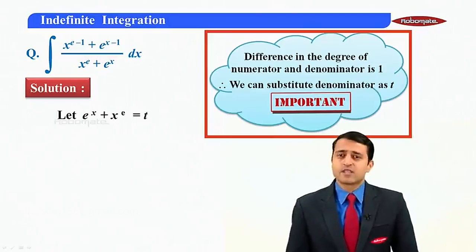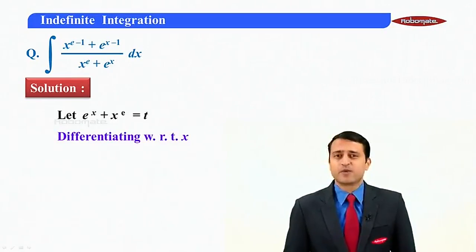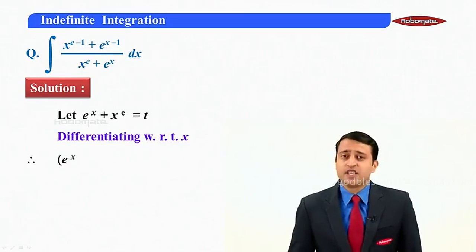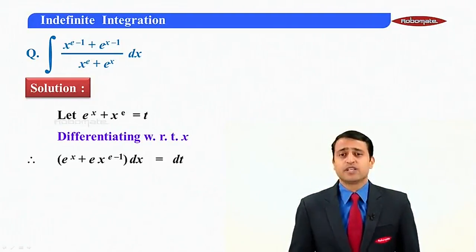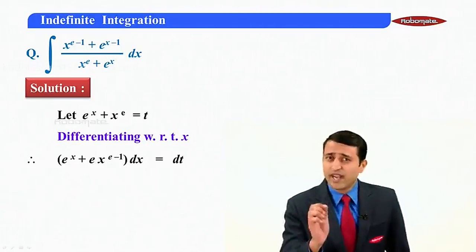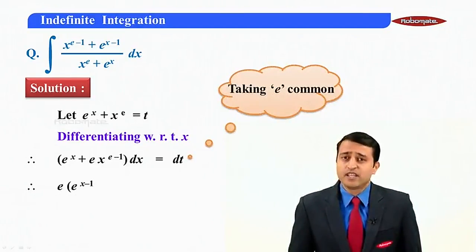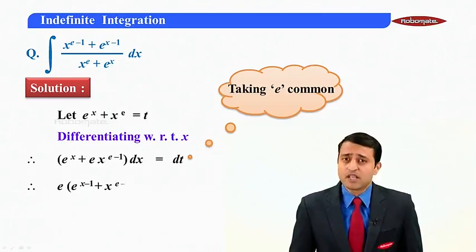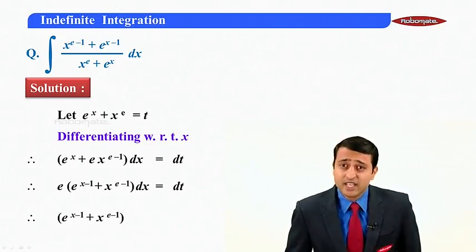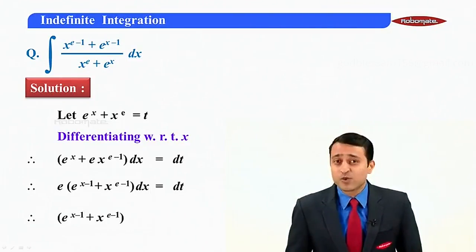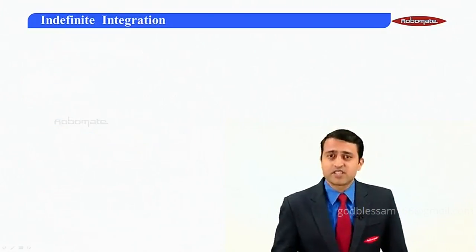So let us write, let x raised to e plus e raised to x be equal to t. Obviously the next step is differentiating with respect to x. On differentiating, we will get e raised to x plus e into x raised to e minus 1 dx is equal to dt. Now students, if you need to adjust the derivative, just take e common. So if I take e common, we get e brackets e raised to x minus 1 plus x raised to e minus 1 dx is equal to dt. So can we say that e raised to x minus 1 plus x raised to e minus 1 dx is equal to dt by e? Is that okay?